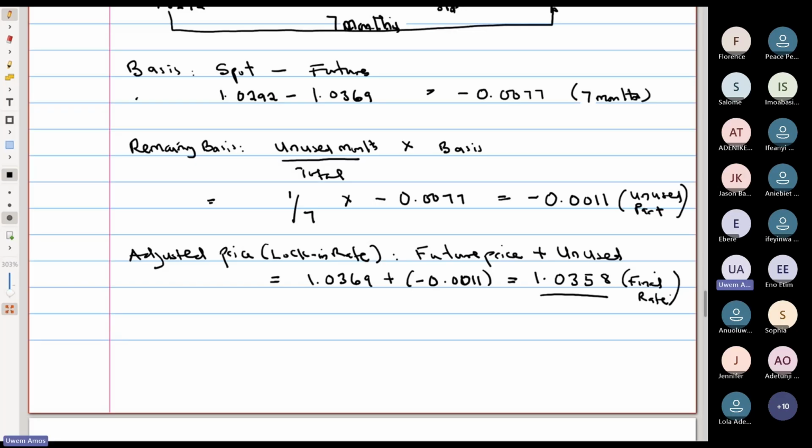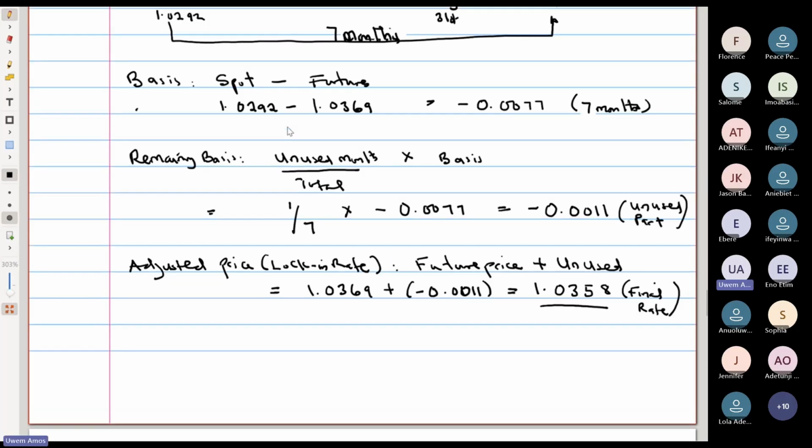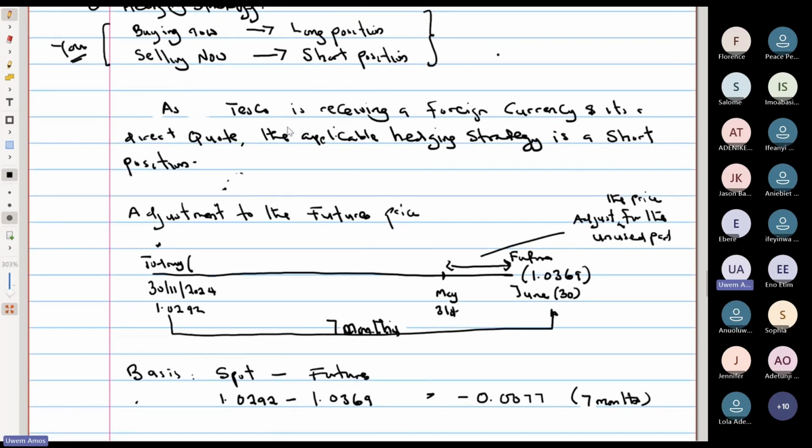So let me pause and take questions, because I know that we had to come through a number of steps. So maybe I can just take a minute to explain it again one more time quickly, and then take questions after that. The only reason why we are doing this adjustment is because our transaction comes before the future matures. The futures is meant to mature on June at 1.0369. So if we're doing our transaction on June 30th on the dot, we don't need to make any adjustment because that is the price for June 30th.